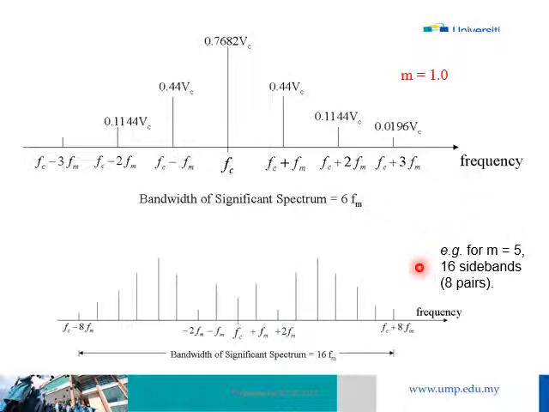The figure at the bottom here is for modulation index equal to 5. At modulation index equal to 5, we have 16 significant sidebands or 8 pairs, and from that we can say that the bandwidth of the FM signal with modulation index equal to 5 is 16 Fm.